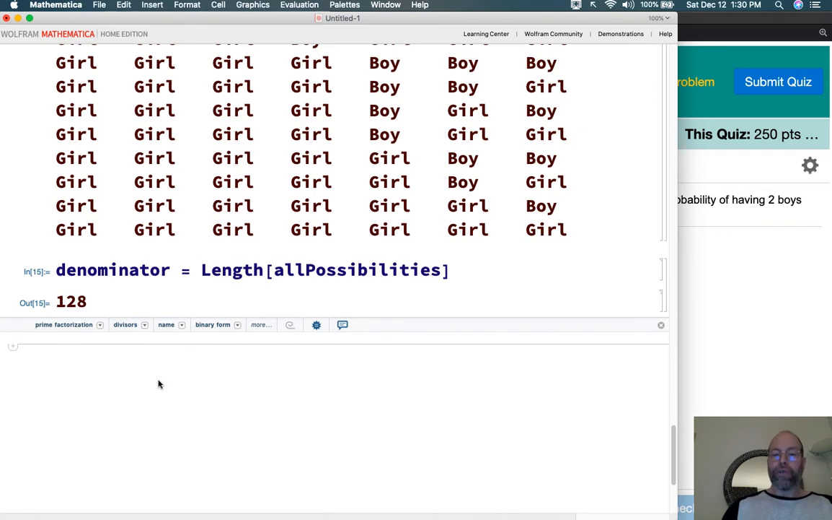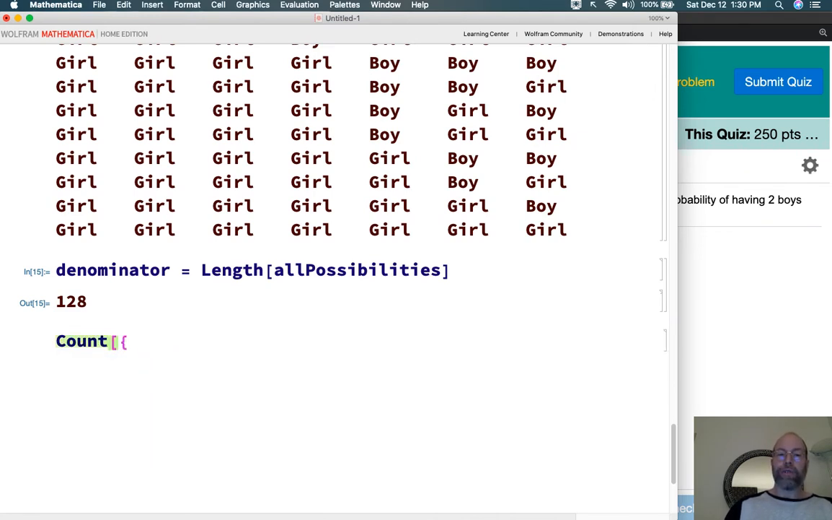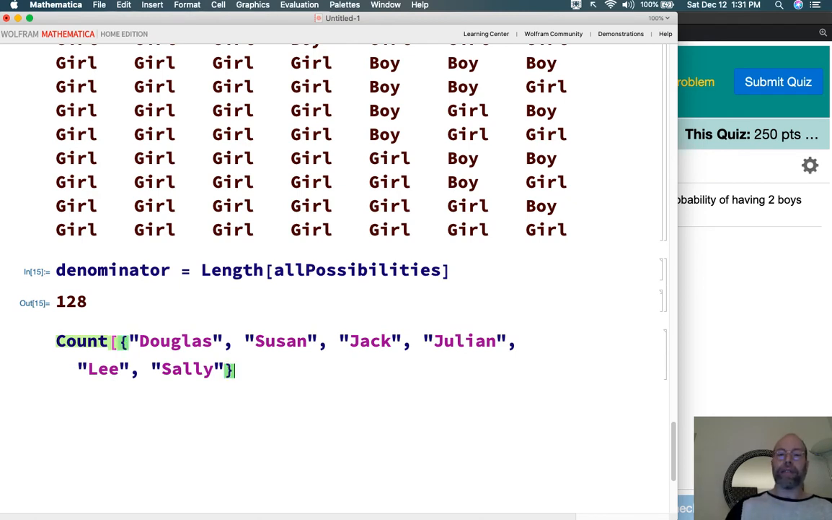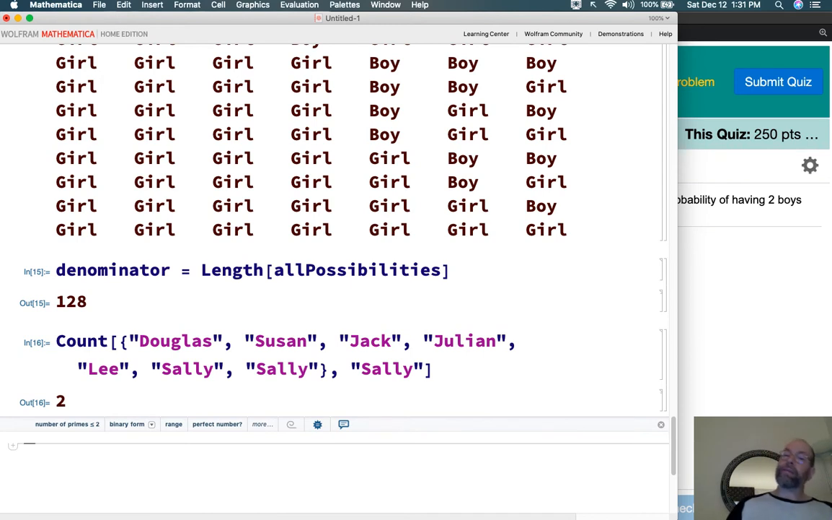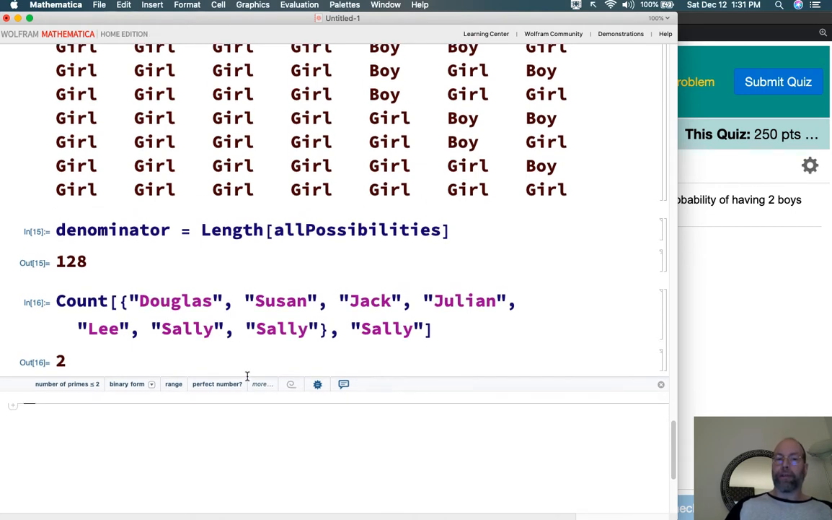So we're going to use the count function to help. How do you use count? Let's say I have a list of names: "Douglas", "Susan", "Jack", "Julian", "Lee", and "Sally". Let's say I have 2 Sallys in my list, and I want to know how many times Sally appears in my list. It appears twice because there are 2 Sallys in my list. So I can use the count function to help with this problem.